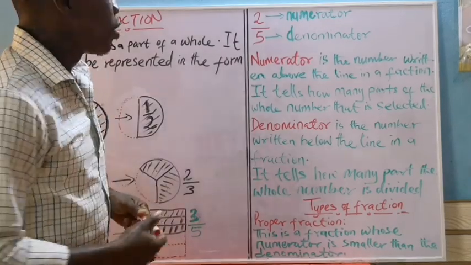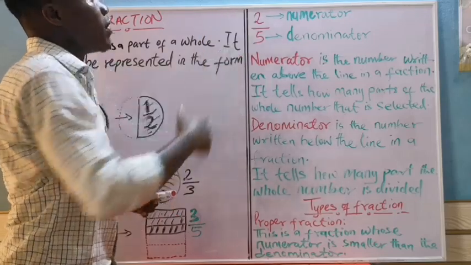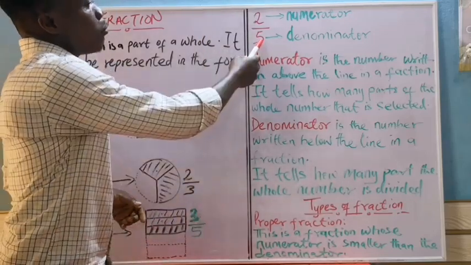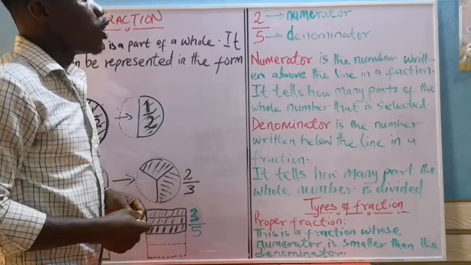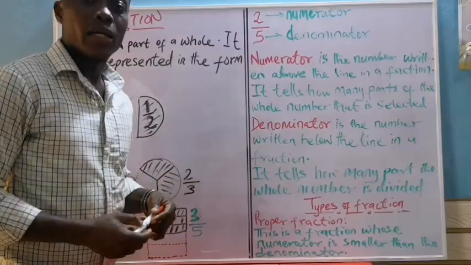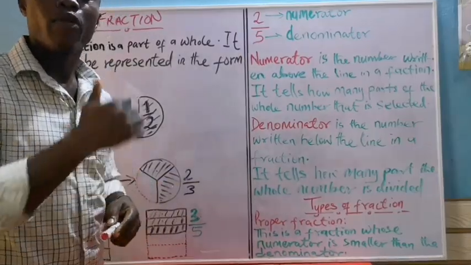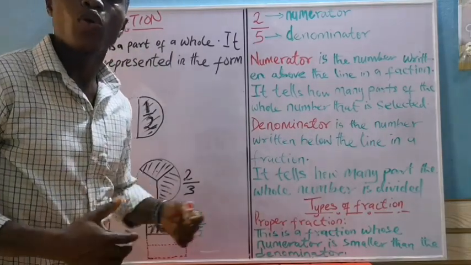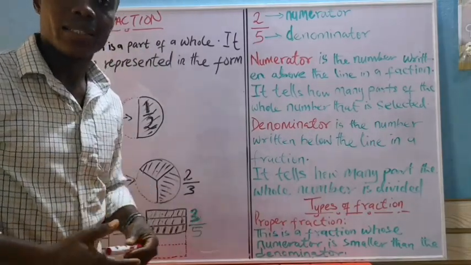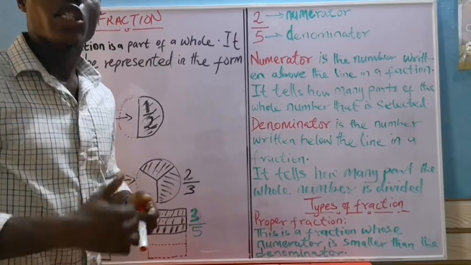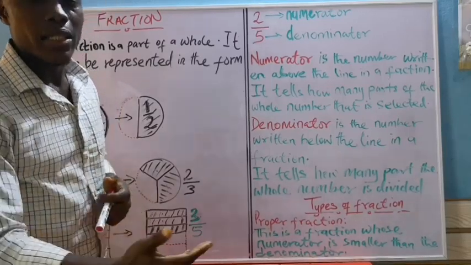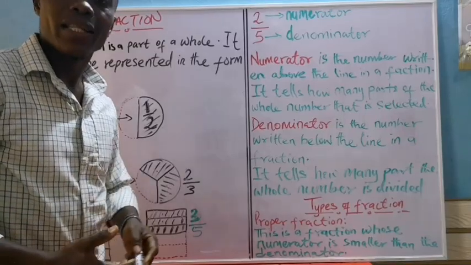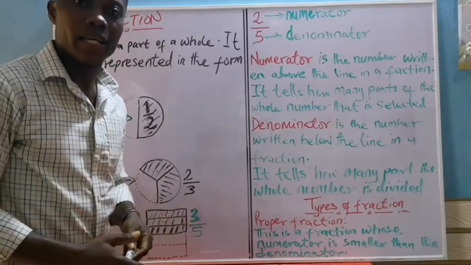In a fraction, the number that is written above the line is called the numerator, while the number that is written below the line is called the denominator. The numerator is the number written above the line in a fraction. It tells how many parts of the whole are selected, while the denominator is the number written below the line in a fraction. It tells how many parts the whole is divided into.